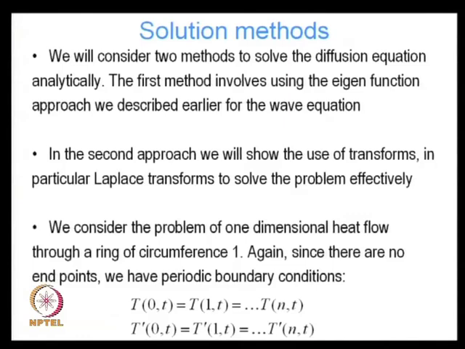We are considering one dimensional heat flow through a ring of circumference 1, and we saw that in that case we have periodic boundary conditions. The periodic boundary conditions are on the primary variable, temperature, and its derivative with respect to space.